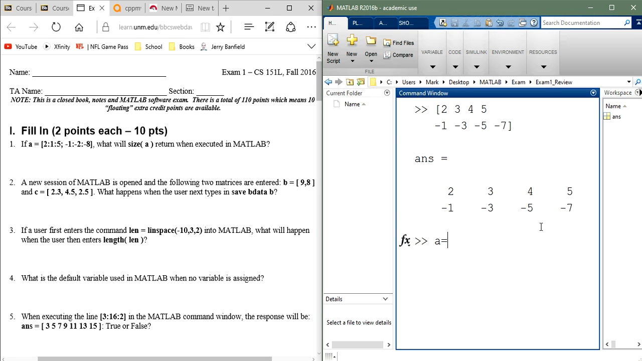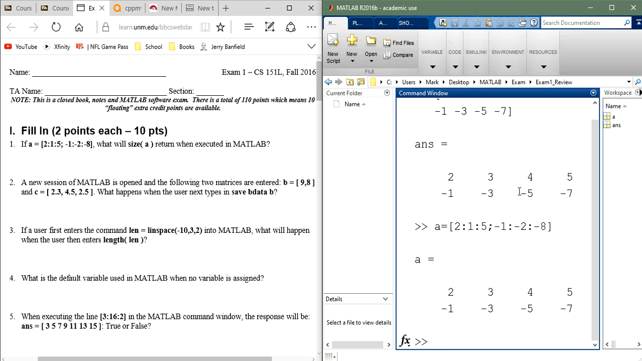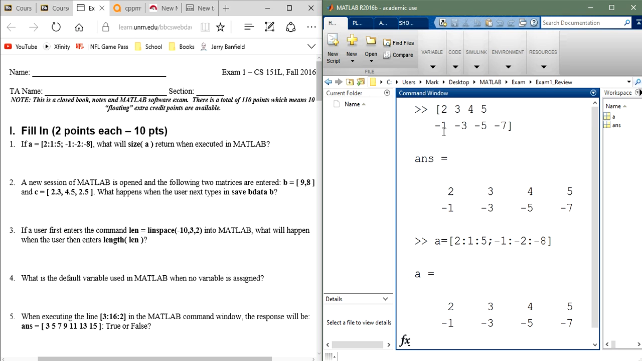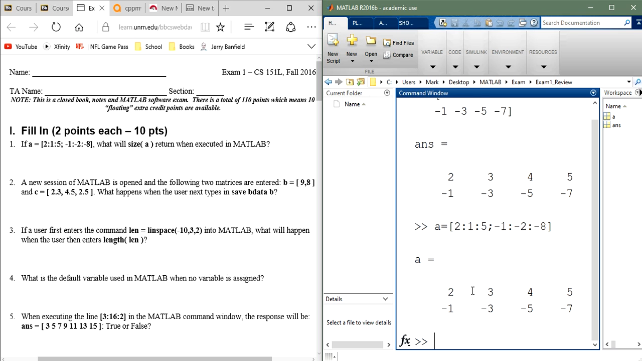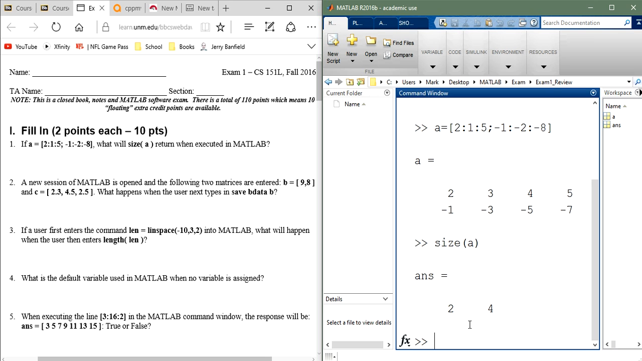And let me just put A in here. So I typed in A and I pressed enter, and you see that these two matrices are the same. That's just to prove to you that what I set up here was correct. And then if I say the size of A, I should get ANS is equal to 2 space 4. And that's it for problem 1.